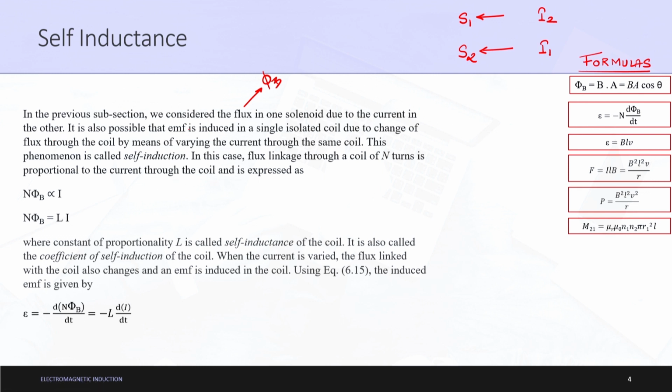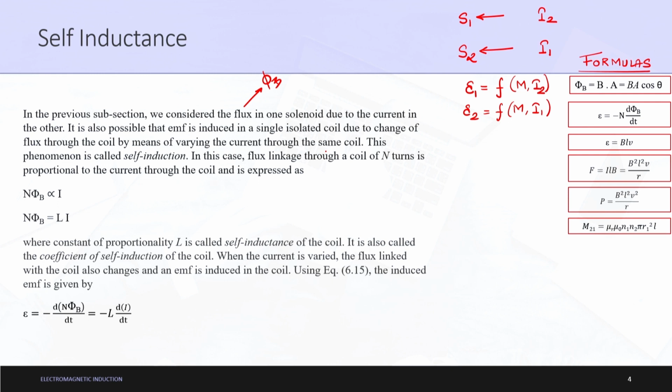It is also possible that EMF is induced. What is EMF? EMF is epsilon. In the last discussion on mutual inductance, we saw that the EMF produced is a function of mutual inductance and the current passing through the neighboring coil. If we are talking about current in 1, then the EMF is produced in 2. It is also possible that EMF is induced in a single isolated coil due to the change of flux through the coil by varying the current in the same coil.